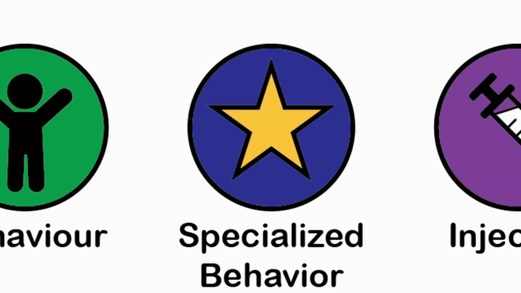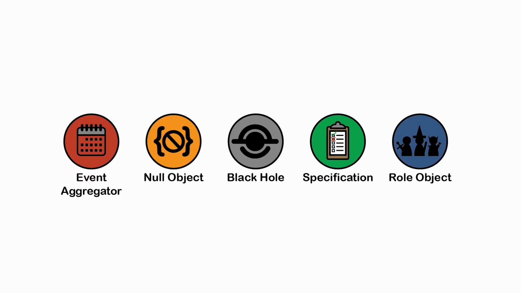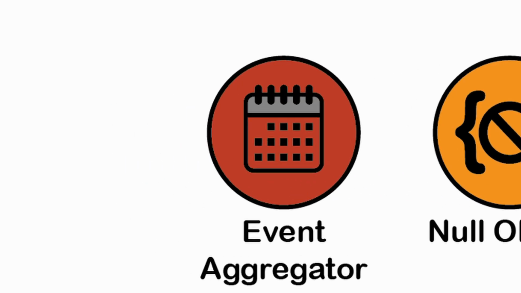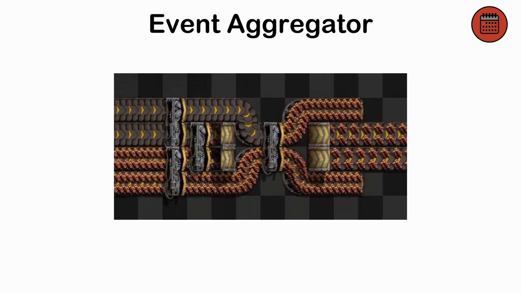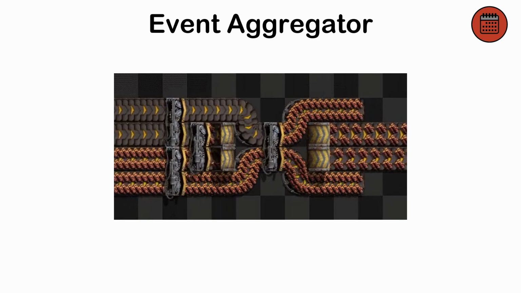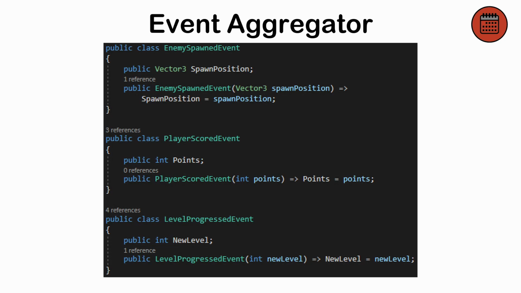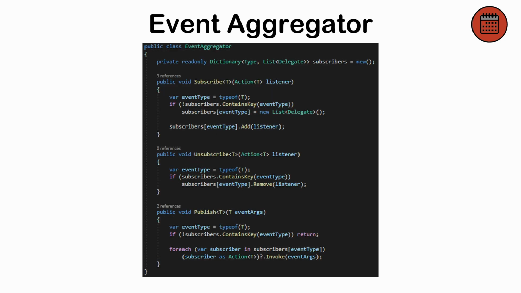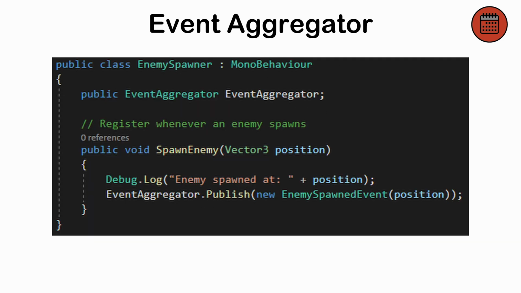Specialized behavioral patterns. These patterns have more narrow use cases in terms of coordinating object behavior. The Event Aggregator pattern consolidates event management into a single object to help decouple publishers and subscribers. Start by defining simple classes to represent events. Next, create a central hub to register, deregister, and publish events. The Event Aggregator is often made into a singleton. The aggregator holds a dictionary whose keys are our event types. Each type then maintains a list of subscribers.